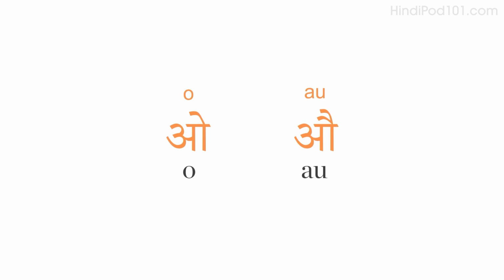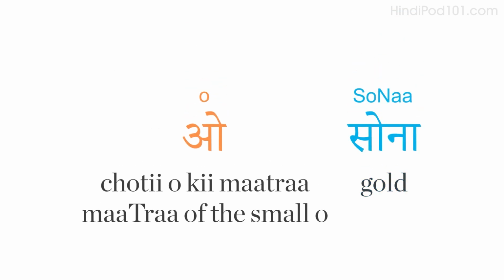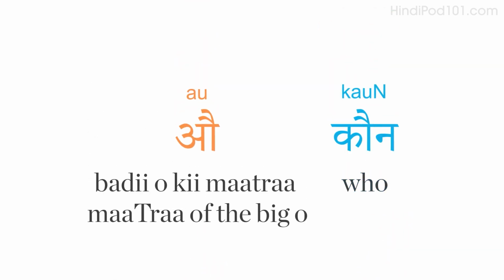Now, let's take a look at O and Au. Gold, Sona. The matra on the letter S is called the chote O ki matra or matra of the small O. This matra changes S to So. Who, Kaun. The matra on the letter K is called the badi O ki matra or matra of the big O. This matra modifies the sound of K to Ko.